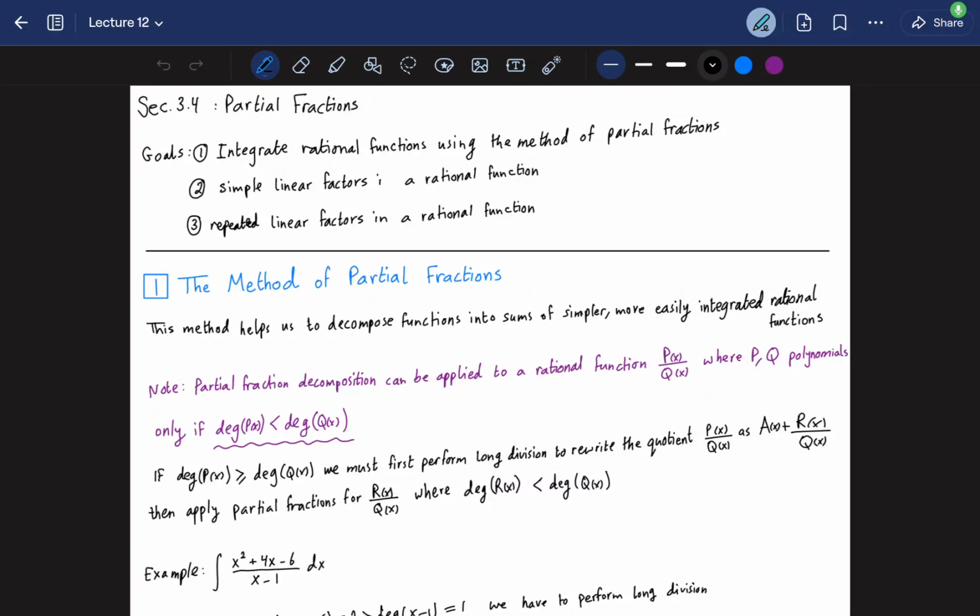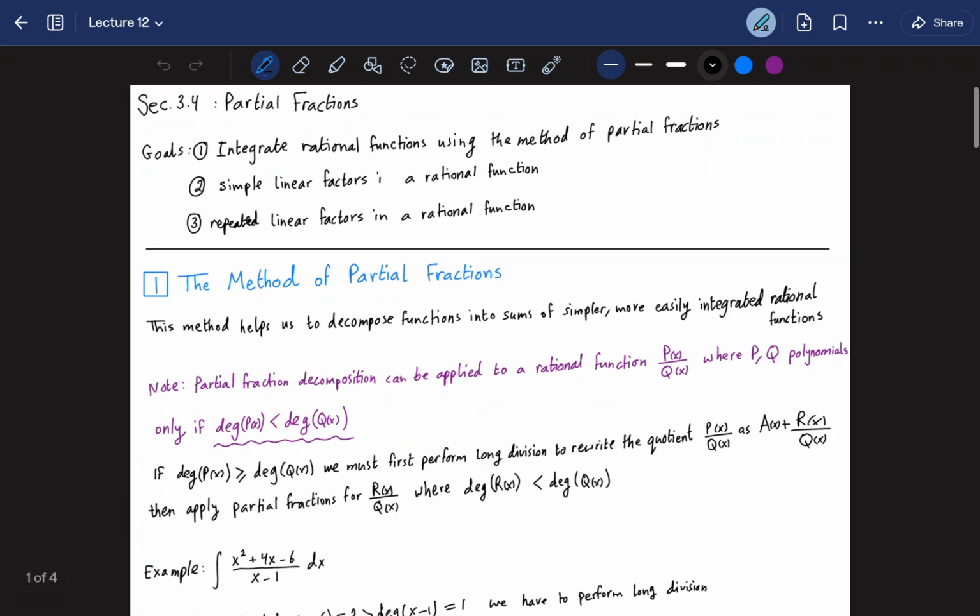In this video, we're going to talk about partial fractions. It's the last main method that we're going to learn to integrate something. Partial fractions helps us to integrate rational functions. A rational function is just a fraction where the numerator and the denominator are both polynomials. This method helps us to decompose this rational function into something simpler that we can integrate directly.